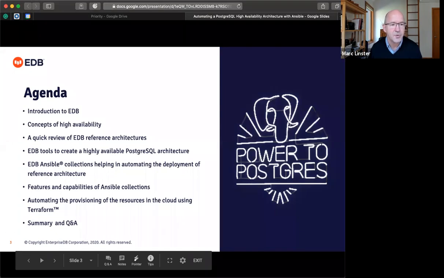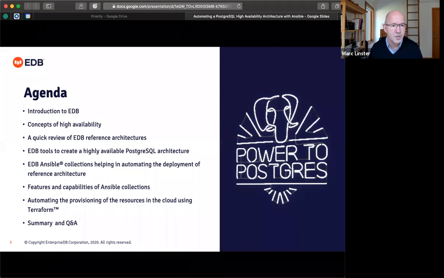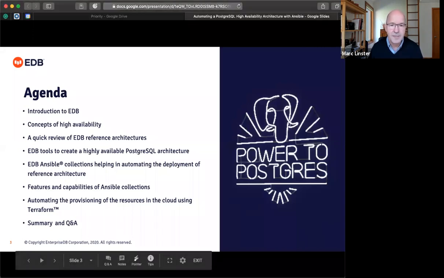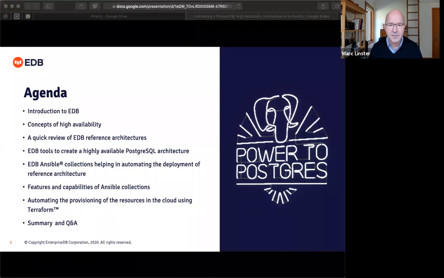available architecture deployed. Then Vibhor is going to walk us through the concepts of Ansible and exactly how to do that, and point you to the repositories and Ansible Galaxy, where all of this code is available under Postgres license. So basically at the end of this, you should be positioned to completely create highly available Postgres architectures using certain reference architecture models in very, very short time, and doing that in an automated fashion. Okay, so let's go forward.